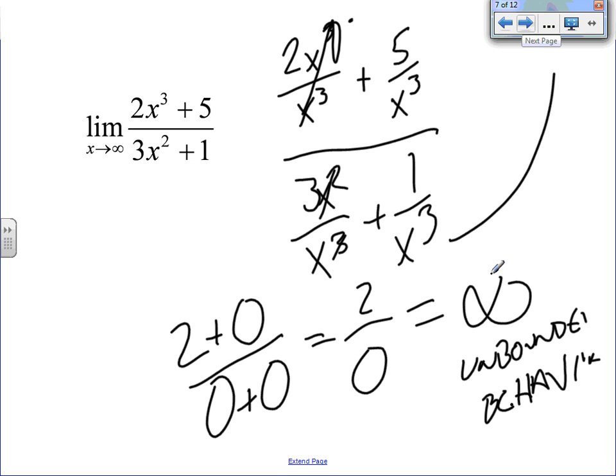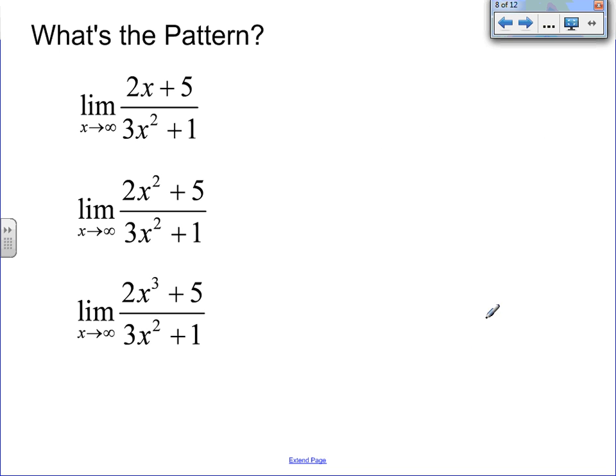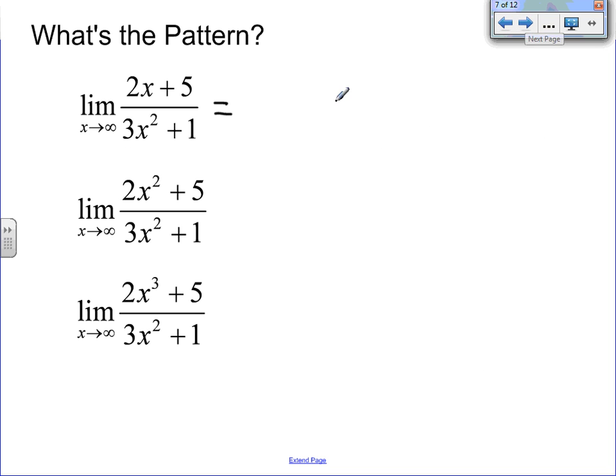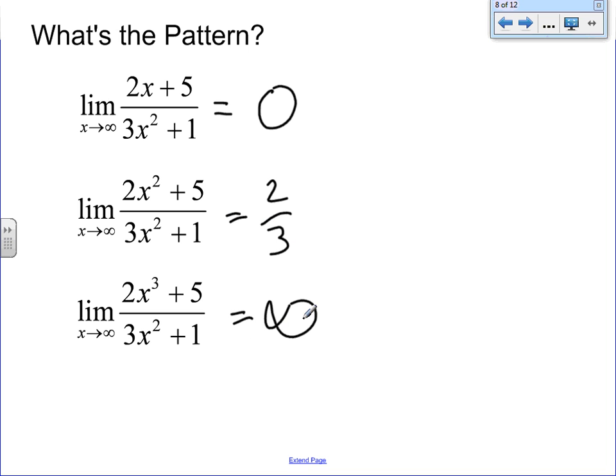So, what have we learned? We learned in this case that, what did this one turn out to be? Is that the one we just did? I think I could remember. No, that's not the one we just did. Oh, okay. So this one turned out to be 0. This is the one we just did. Infinity. So you have your notes. You can look back. This one turns out to be 2/3.